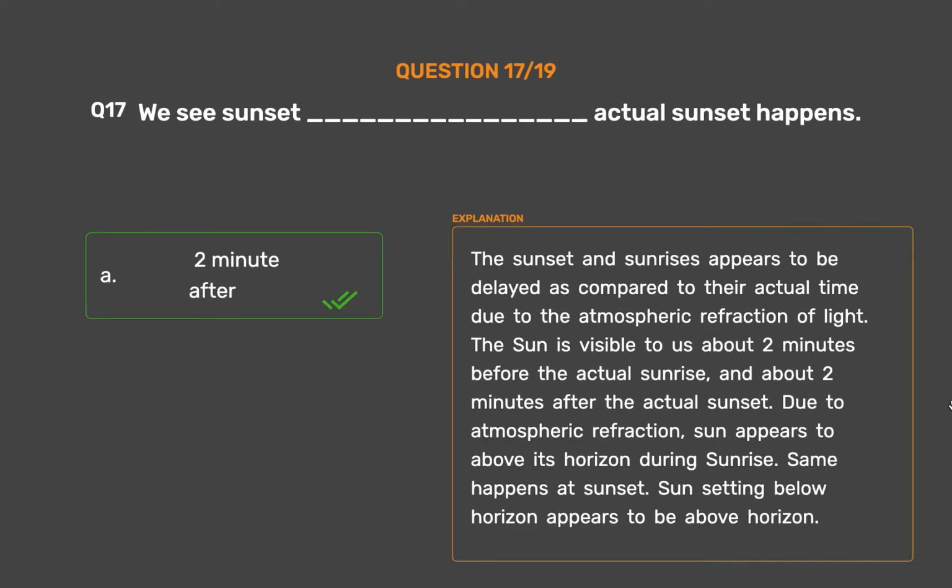The sunset and sunrises appear to be delayed as compared to their actual time due to the atmospheric refraction of light. The sun is visible to us about 2 minutes before the actual sunrise, and about 2 minutes after the actual sunset. Due to atmospheric refraction, sun appears to be above its horizon during sunrise. Same happens at sunset. Sun setting below horizon appears to be above horizon.